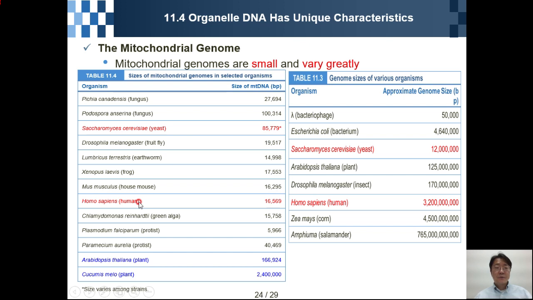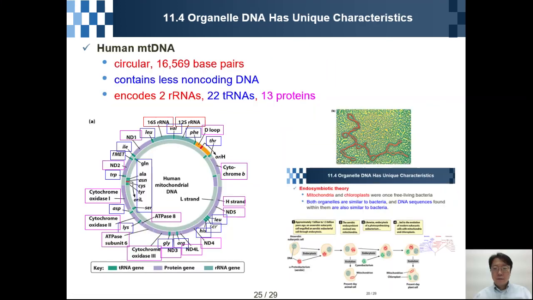How about Homo sapiens, how about human? Our mitochondrial genome size is only 16,000 base pairs. How about the full genome size of the human? It is 3.2 billion base pairs. So the mitochondrial genome is very small. In some plants, the mitochondrial genome size is about 2.4 million, so mitochondrial genome size varies greatly. Okay. In this slide, I will explain human mitochondrial DNAs.